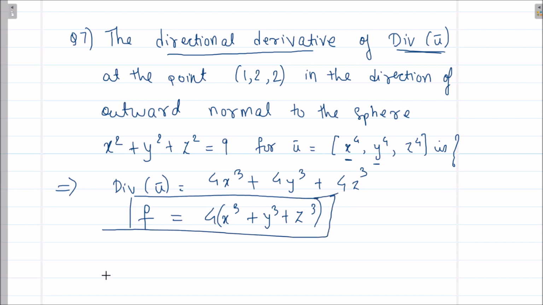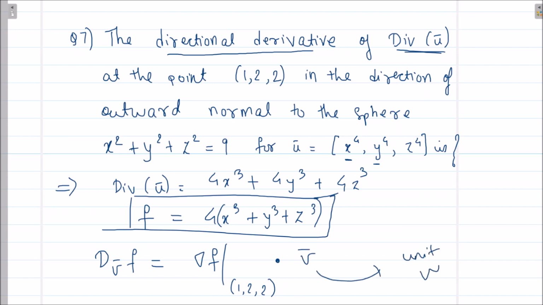Now what is the formula for directional derivative in the direction v bar? It is nothing but grad f at the given point, here (1, 2, 2), dot product with the direction vector, and we should note that this should be a unit vector. Don't forget to convert this into a unit vector. Okay, so this is the formula we have. So now first thing is you will find the gradient of this function. So what is the gradient of this function? I will find grad f.